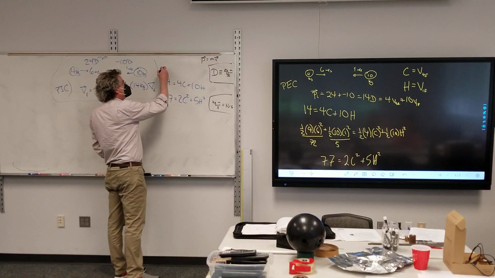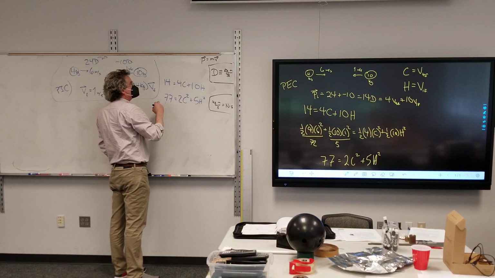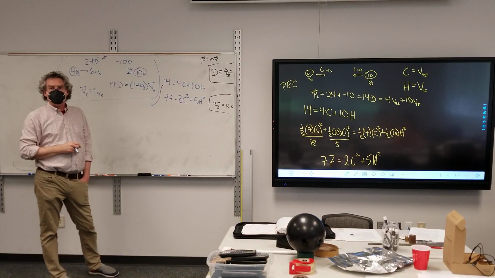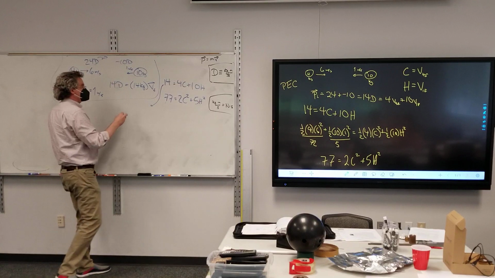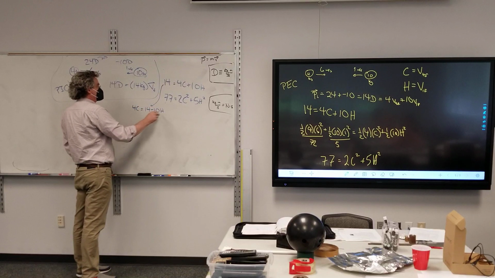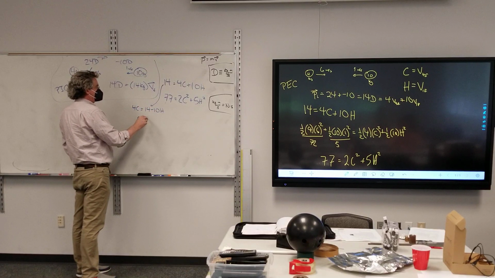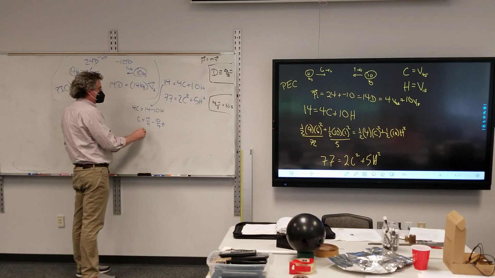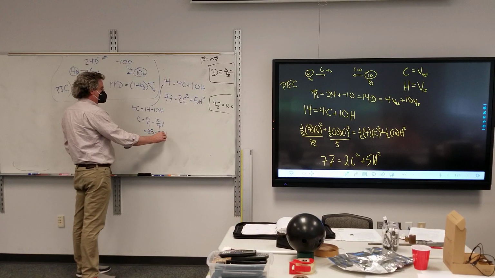You solve for C in terms of H or H in terms of C in the first equation. Yep. All right. Which one do you want to do? C is the one that's isolated. All right, so we isolate C, so 4c is equal to 14 minus 10h. So C is equal to 14 fourths minus 10 fourths h, which is 3.5 minus 2.5h.